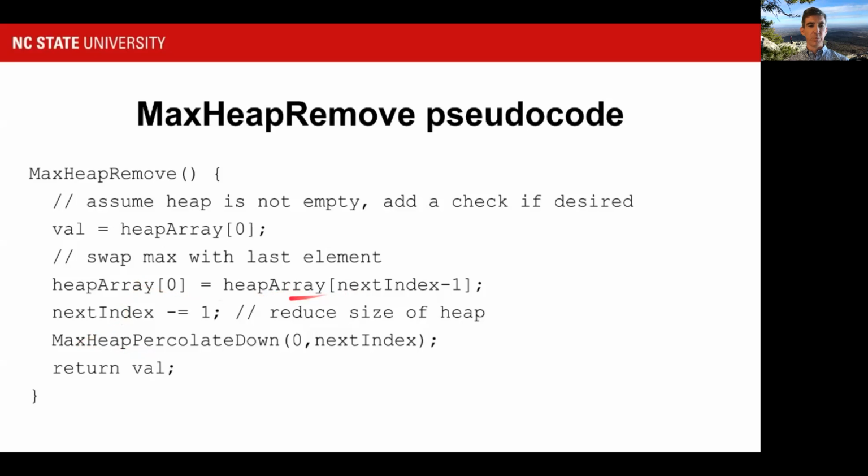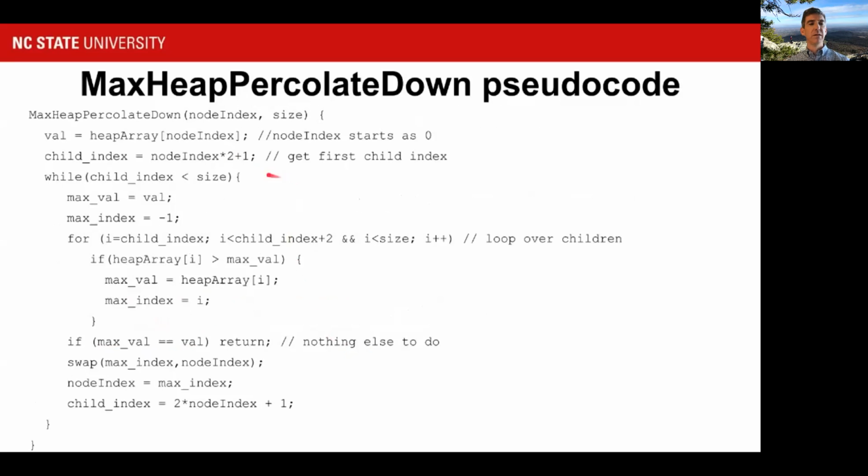So we do the swap of the last element to the first element. We decrement next index to indicate the array is one element smaller than it used to be. We have one item less because of the removal. And then we call MaxHeap percolate down, and we're passing in two arguments here, and that is the node we're starting with, 0, and the size of the heap. And really, since the size of our heap could be a member variable, we don't necessarily have to pass it into the function. It could just be a class variable, but just for clarity here, I'm passing it in explicitly.